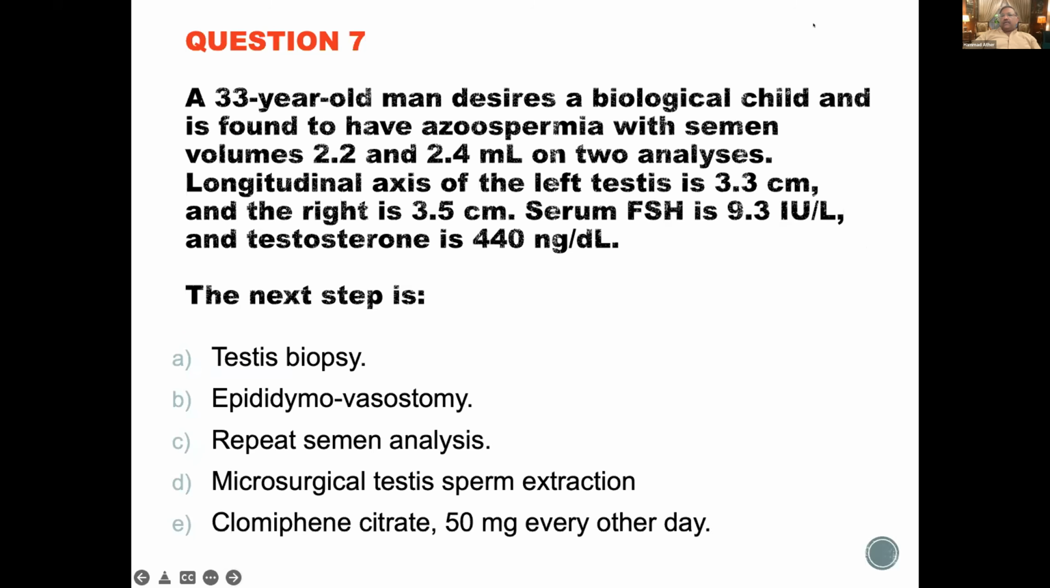So Wajahat and Farhan, there's a bit of a split here between testis biopsy, microsurgical testis sperm extraction or micro-TESE, with some people voting for epididymovasostomy and oral clomiphene citrate. So can you explain why the correct answer is D?